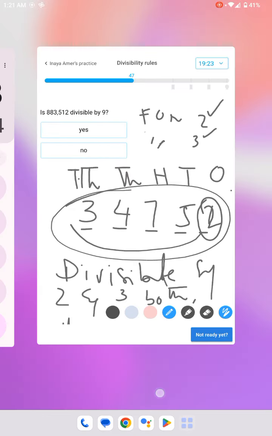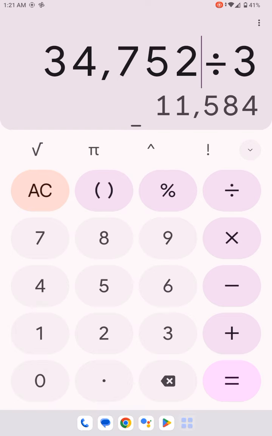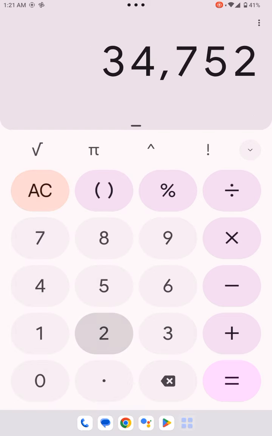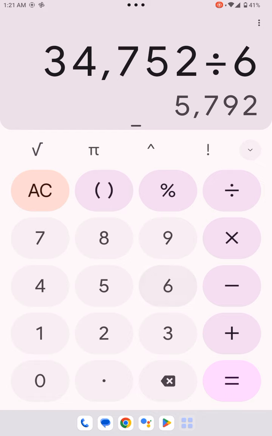So you can also check 3 4 7 5 2. So 3 4 7 5 2, you can divide it by 6, and definitely you will not have any decimal.